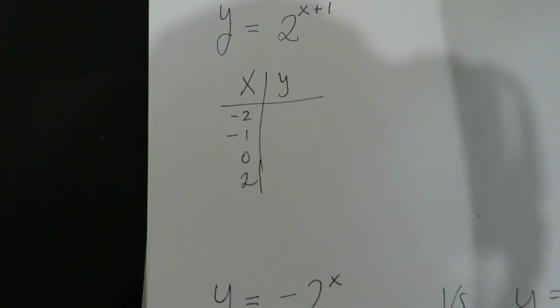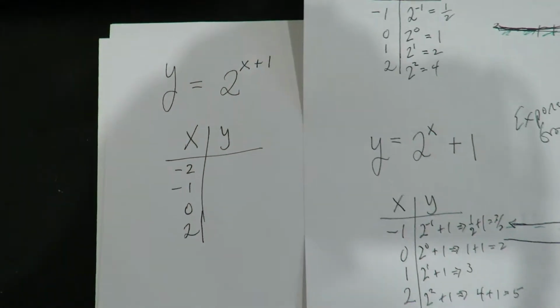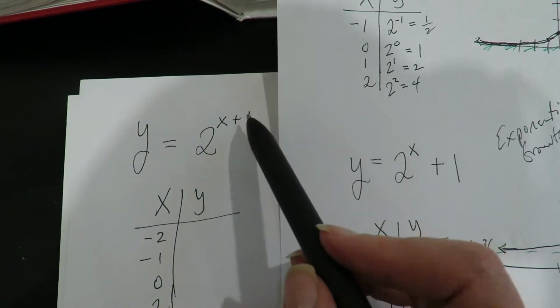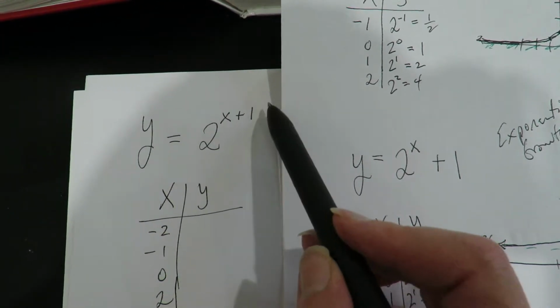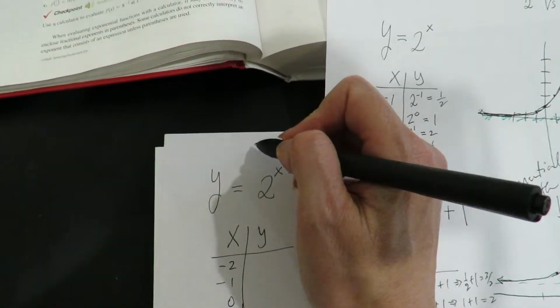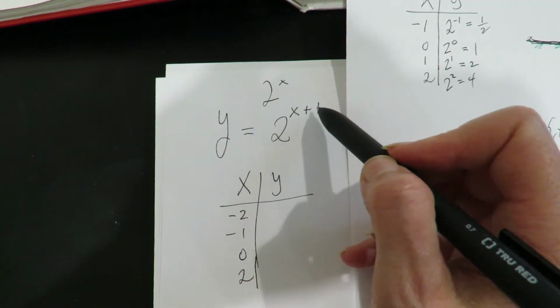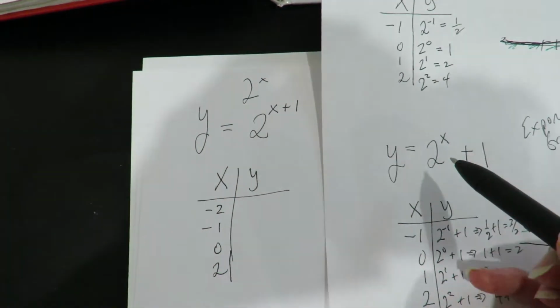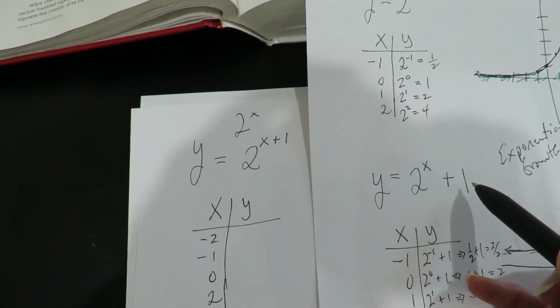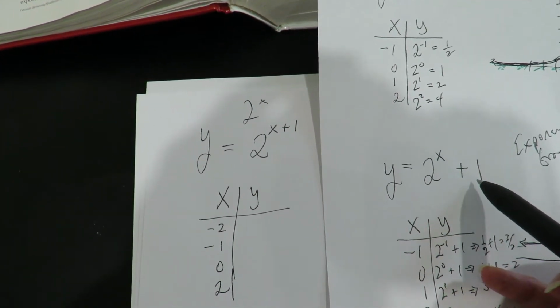All right, now notice the difference between the one we just did and this one. You see now this is in where the exponent used to be, right? The exponent used to be 2 to the x. So the x has become x plus 1. So x plus 1 is flying in the air. That's different than adding 1 on the end, okay? That's different than adding 1 on the end.